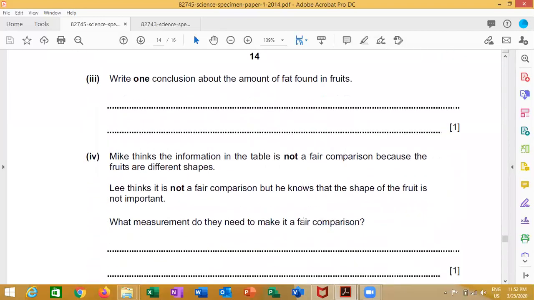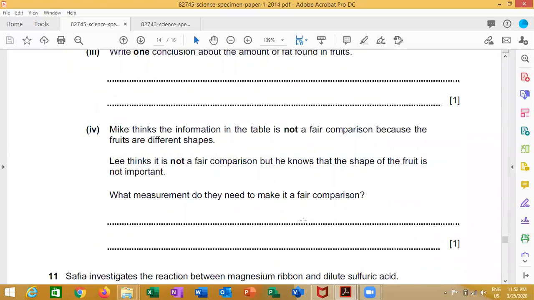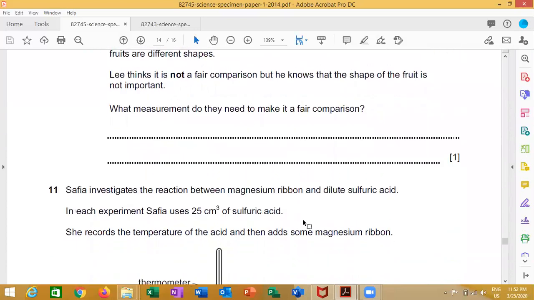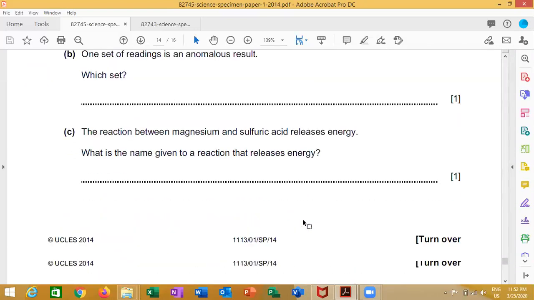What measurement do they need to make it a fair comparison? Here, if I want to make it a fair comparison, what should I do? Here, guys, we should use the same mass or the same size of the fruit, of course, or the same volume. Let's move to the next question.